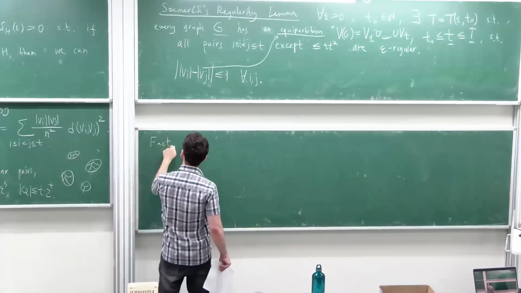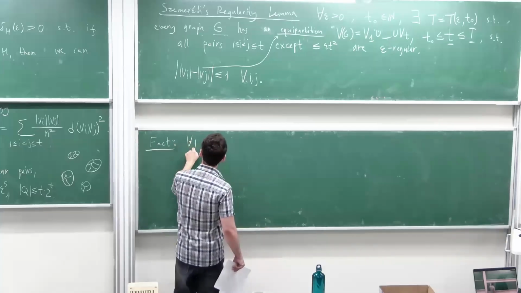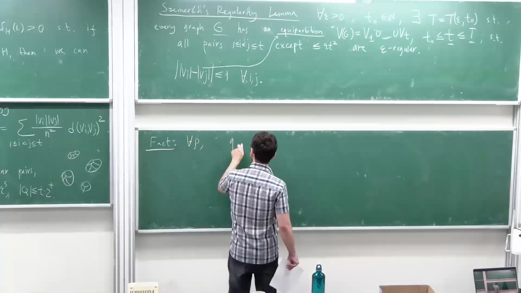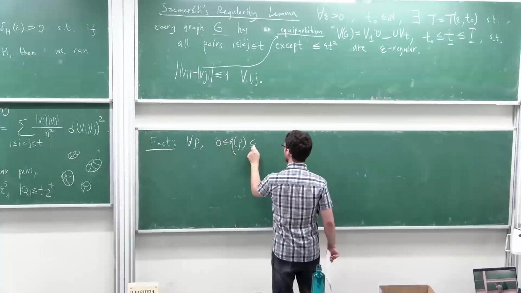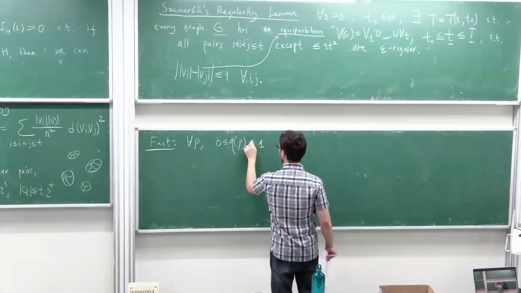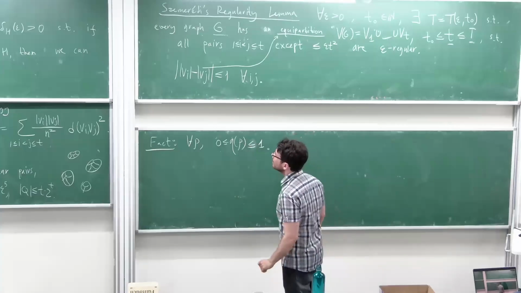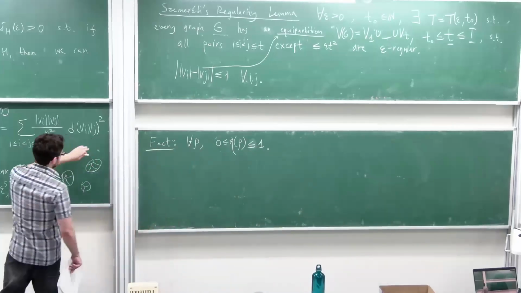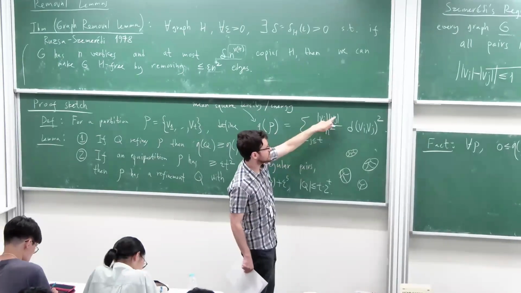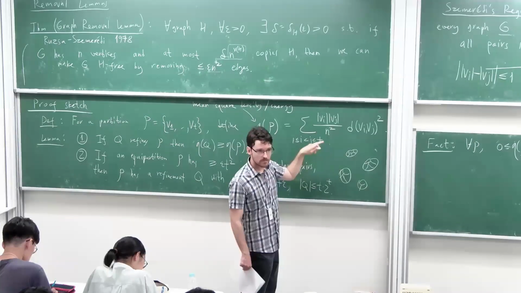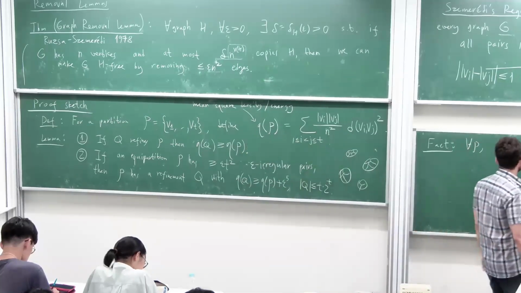Now, an easy fact is that for every partition P, the energy of P, well, if it is 0, this is really easy, but also it's at most 1. Right? Because this number is at most 1, and here we have weights that sum to 1.